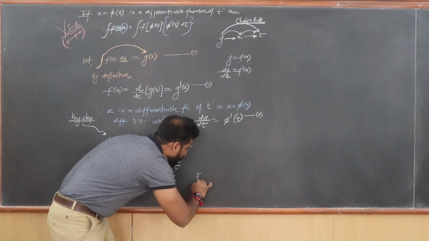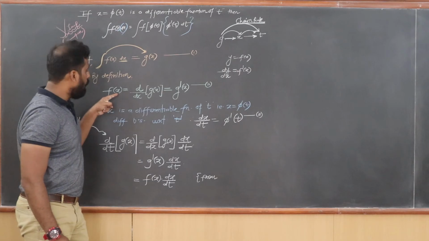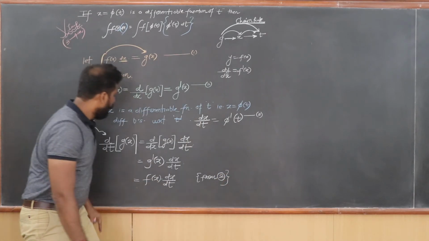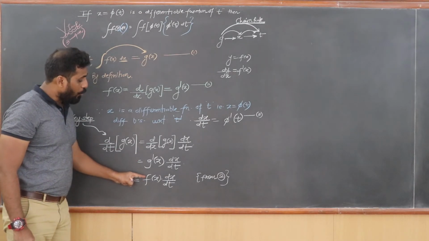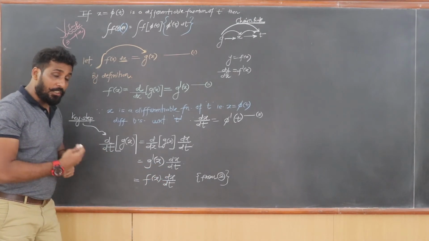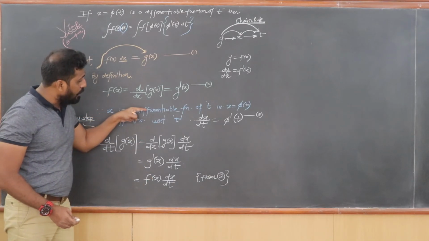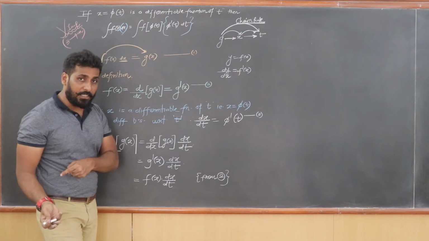So this I have brought from which equation? Equation number 2. So d by dt of g of x. Until now I have reached up to f of x dx upon dt. Now I am going to change the variable. I am going to write x. What is x if you know? X is a differentiable function of t. So x is phi of t. So I am going to change my variable from x to t.